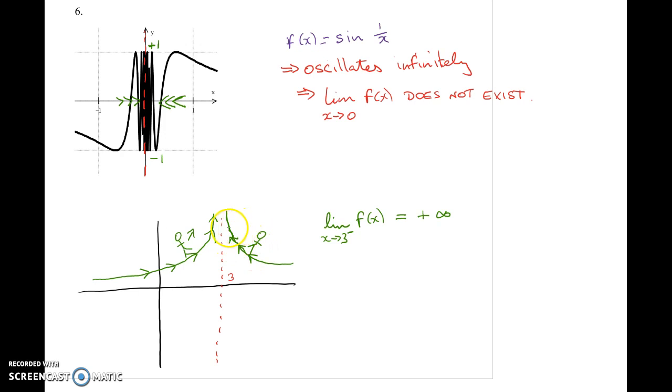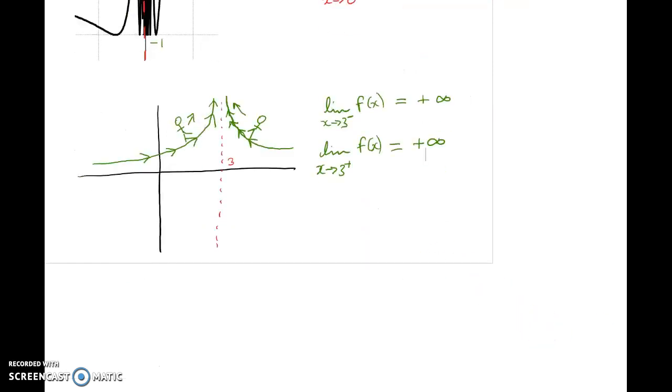But if we come back this way from the right hand side, again the limit of f of x as x approaches 3 from the right hand side is equal to positive infinity. Okay, now this time, what's a little bit tricky about this is that the one-sided limits do agree with each other. Okay, so the one-sided limits agree.